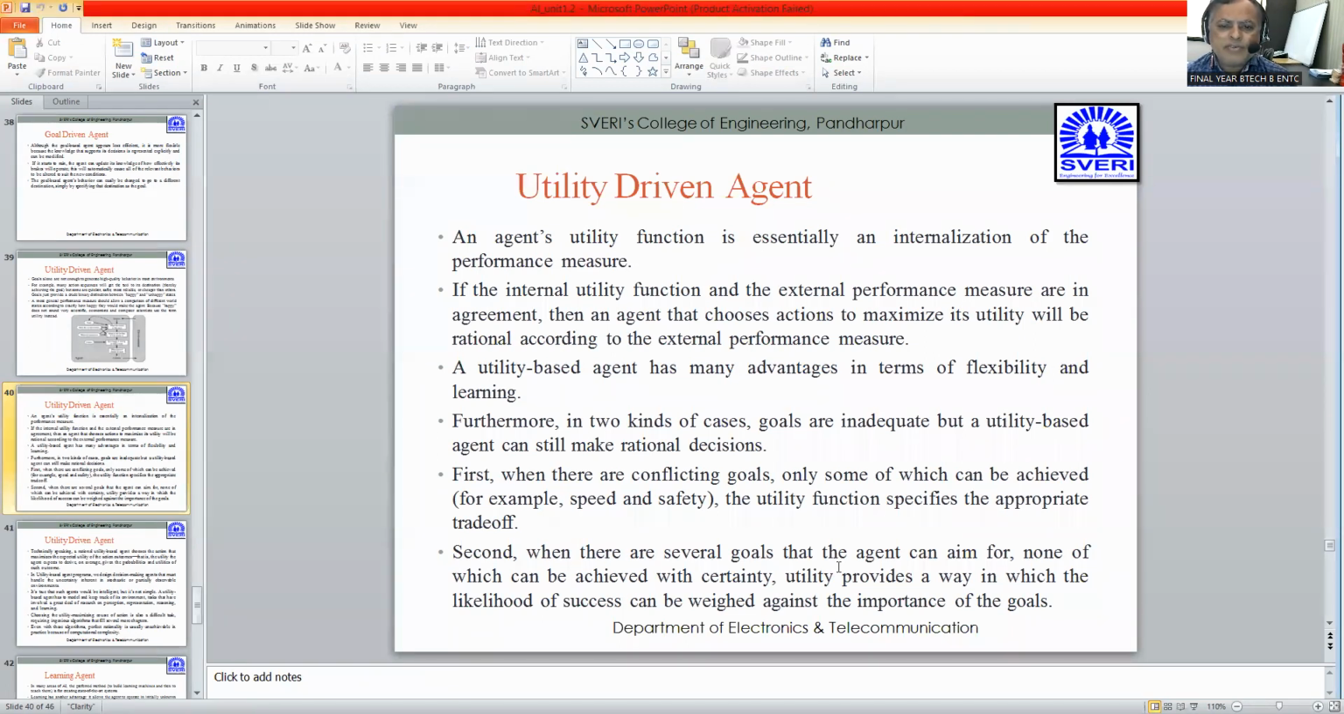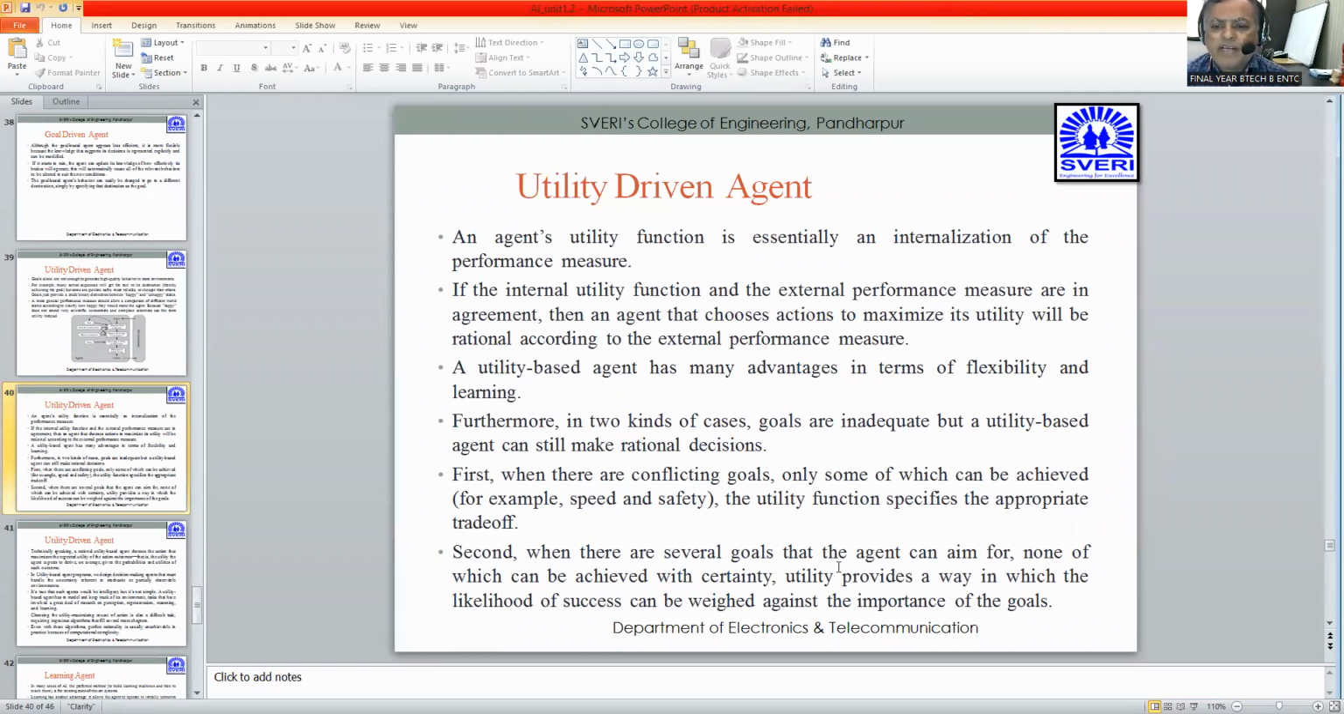Furthermore, in two kinds of cases, goals are inadequate, but a utility based agent can still make rational decisions. हो सकता है कि two kinds of cases हो जिसमें goal एक बार adequate हो, but a utility based agent can still make rational decisions. हो सकता है वो inadequate हो, लेकिन फिर भी वो rational decisions की तरफ जा सकता है. So goal adequate, inadequate अगर रहा तो भी वो decisions ले सकता है.